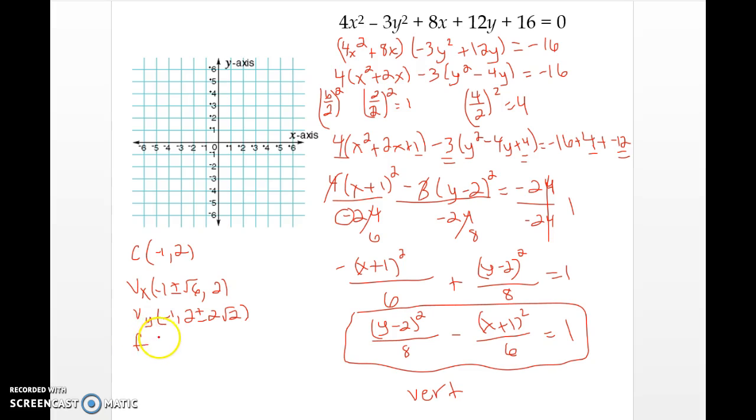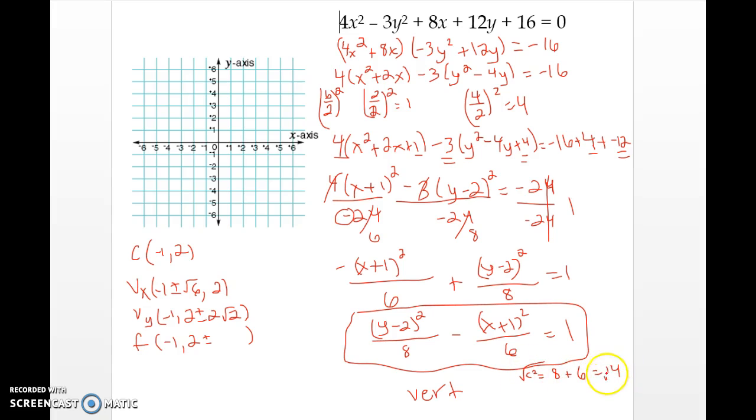Your foci, we're going to add to the y and subtract to the y part because it's vertical. We have to find out what c is. So c squared equals a squared. Oops, that should be an 8. Your 8 would be a squared and your b would be 6 squared. So 8 plus 6, a squared plus b squared, which equals 14.